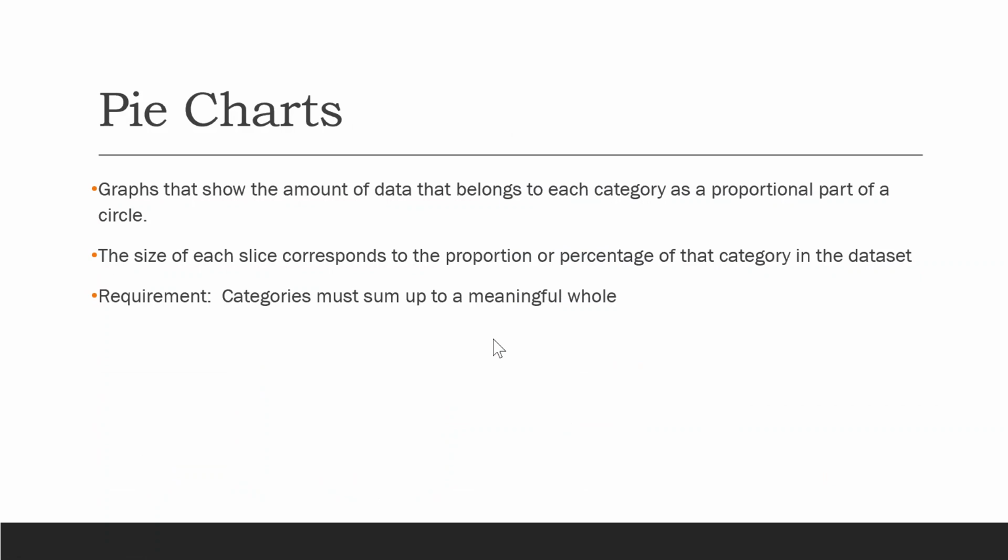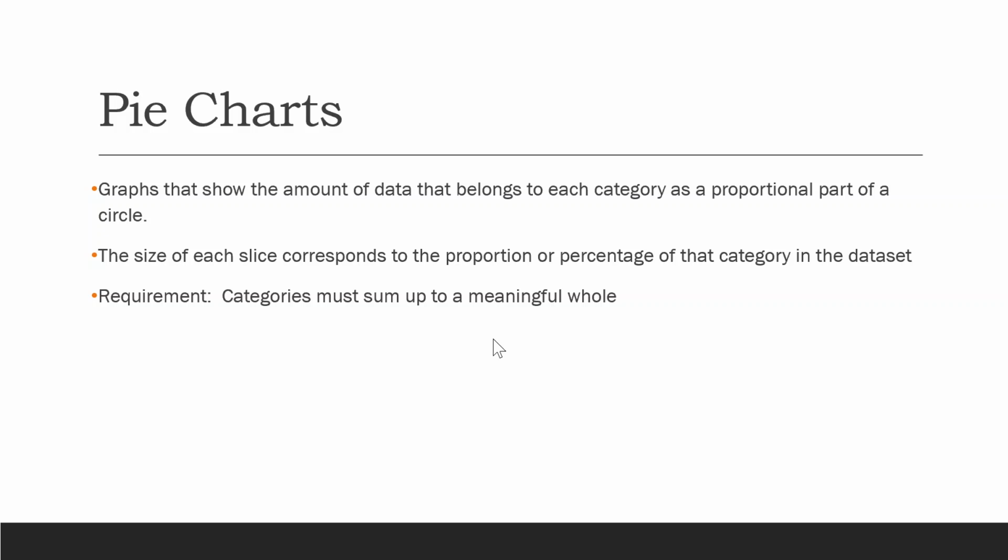We can also use pie charts. These are graphs that show the amount of data that belongs to each category as a proportional part of a circle. Hence the word pie. You can think of it as slices of a pie, each category represented as a slice of a pie. And the size of each slice corresponds to the proportion or percentage of that category in the data set.